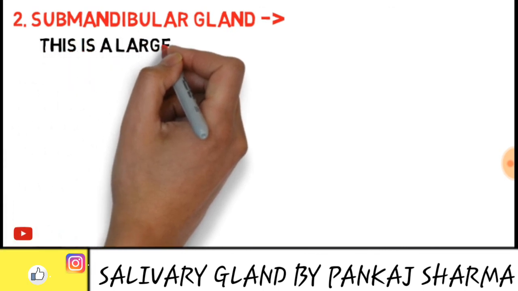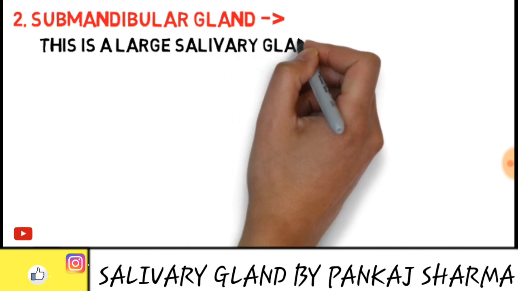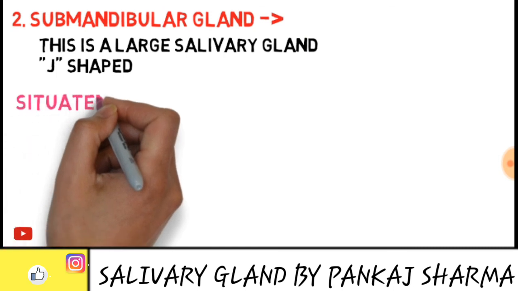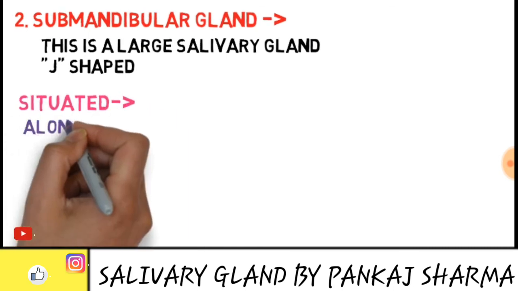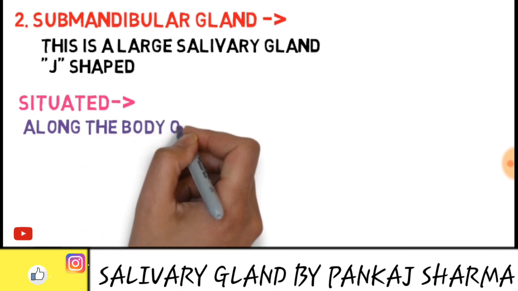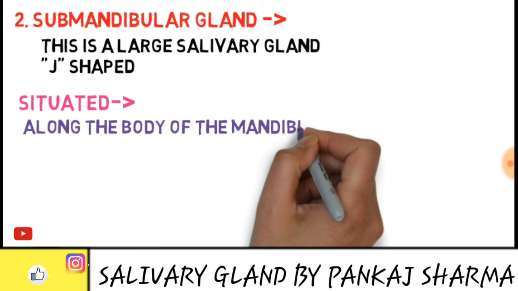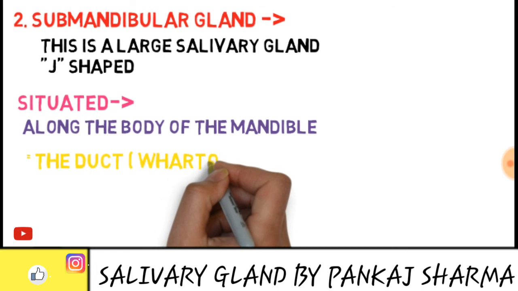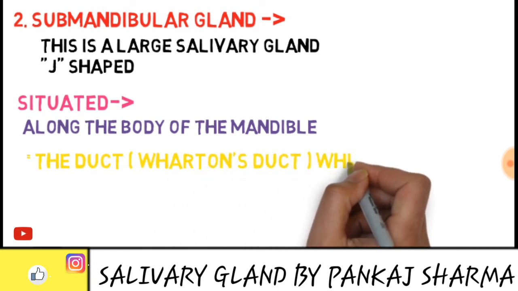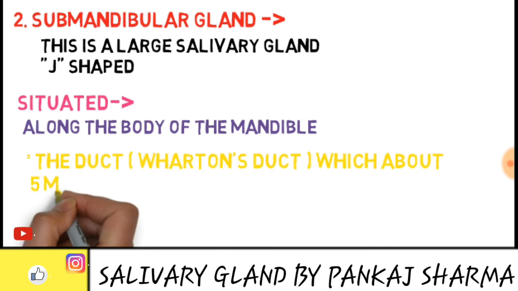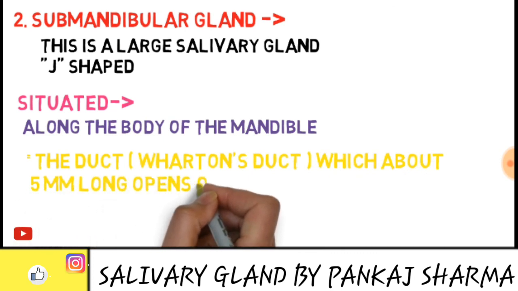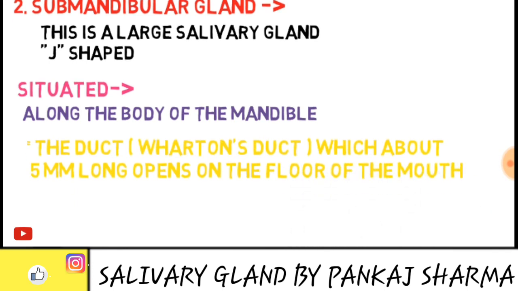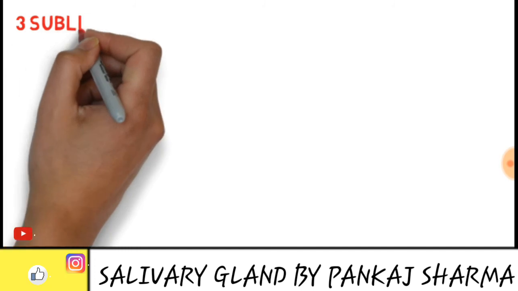The next is submandibular gland. This is a large salivary gland, J-shaped, it is situated along the body of mandible. The duct, Wharton duct, which is about 5 mm long, opens on the floor of the mouth.